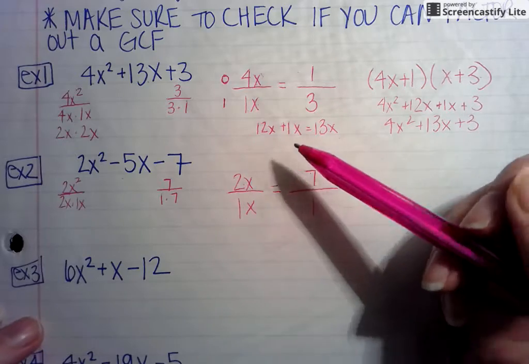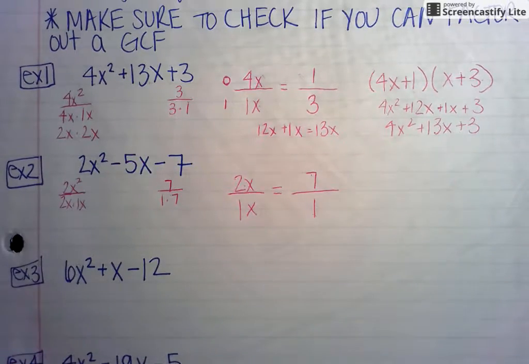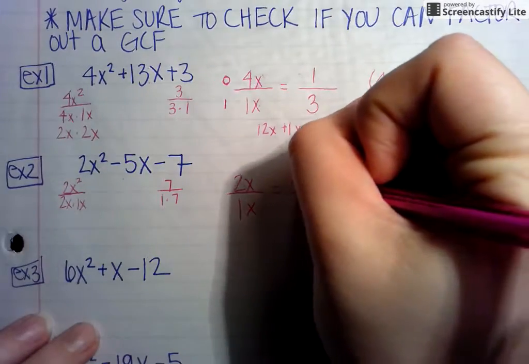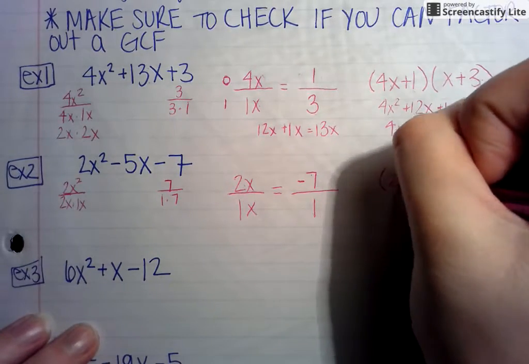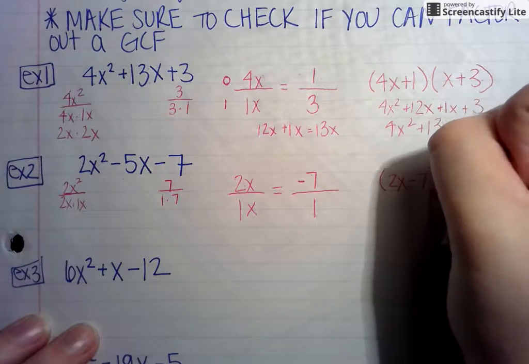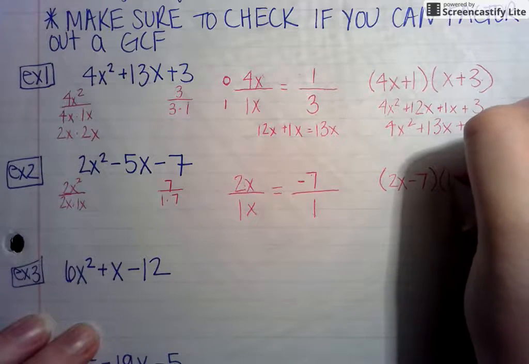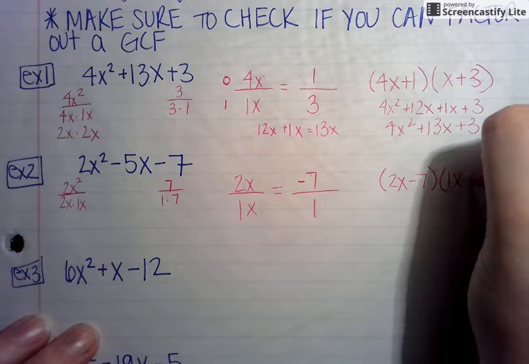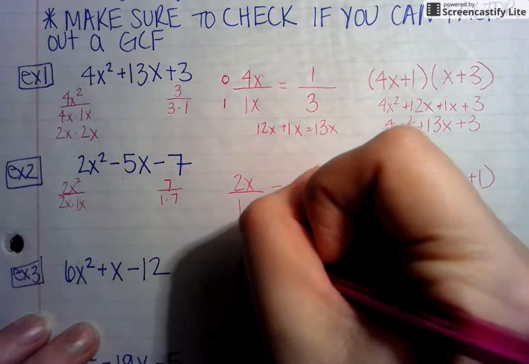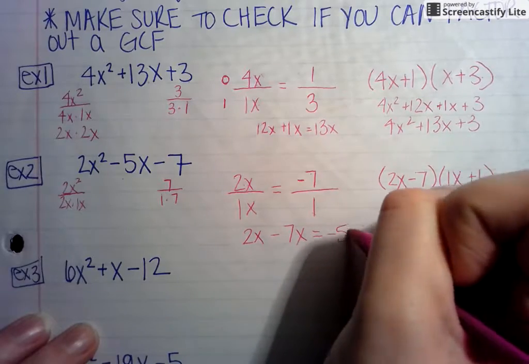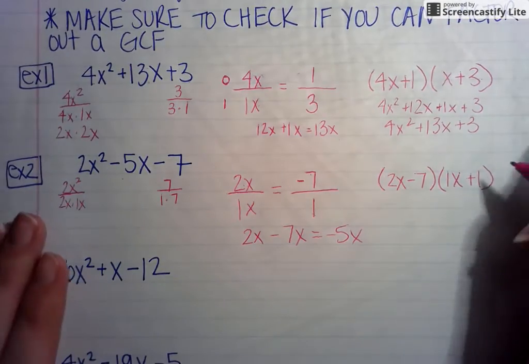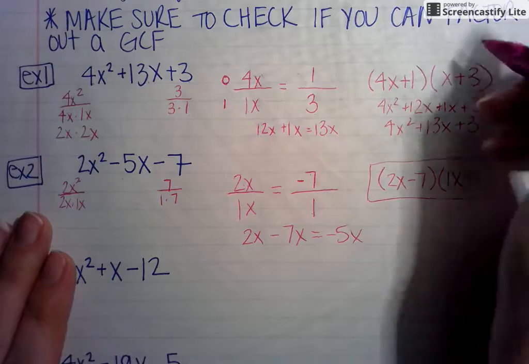So I know 2 and 7 can make 5 if I added them together. I just have to figure out how I can make that work. So I'm going to do a -7. So my answer is going to be 2x minus 7, 1x, or x plus 1. If I tried that, I had 2x minus 7x, which is going to give me that negative 5x in the middle, and that would be my final.